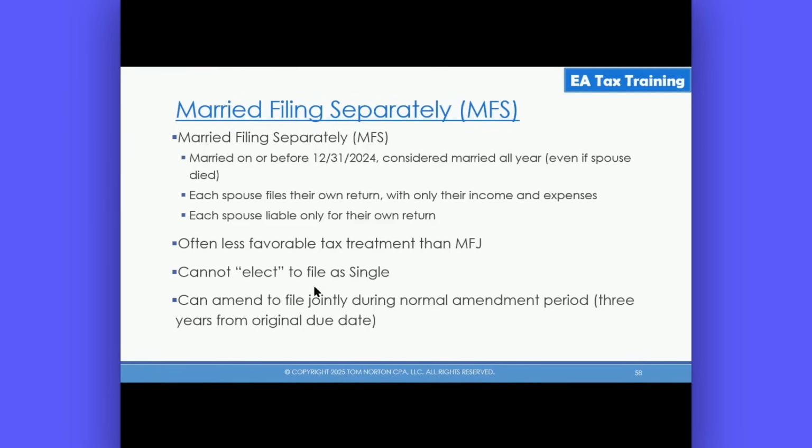With a married filing separately return, you can amend it to file jointly if you change your mind later. So again, you're going to want to know this for the exam. If you filed married filing jointly, you cannot amend to file married filing separately. But if you originally filed married filing separately, you can amend later to file jointly as long as you do so during the normal amendment period, which is usually 3 years from the original due date.